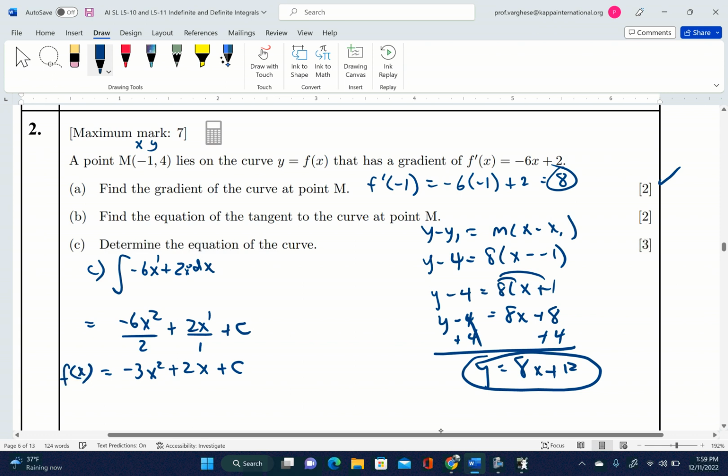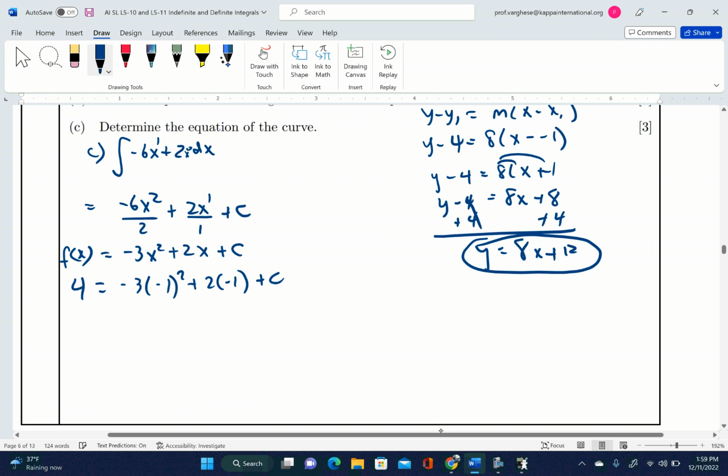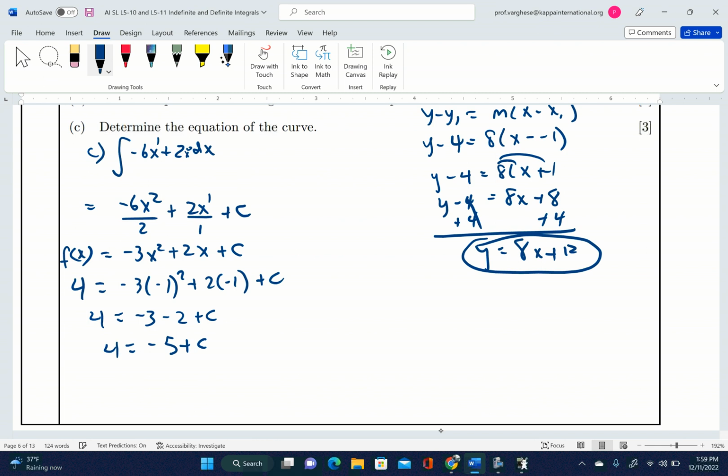Okay, so let's find out what our c is. To do that, we're going to plug in our point, going back to what they gave us originally. So f of x, or y, is equal to 4, equals negative 3 times our x, negative 1, squared, plus 2 times negative 1, plus c. Negative 1 squared is 1. 1 times negative 3 is negative 3. 2 times negative 1 is negative 2, plus c is equal to 4. Combine like terms, and that gives us negative 5 plus c equals 4. Add 5 to both sides, and you get c is equal to 9.